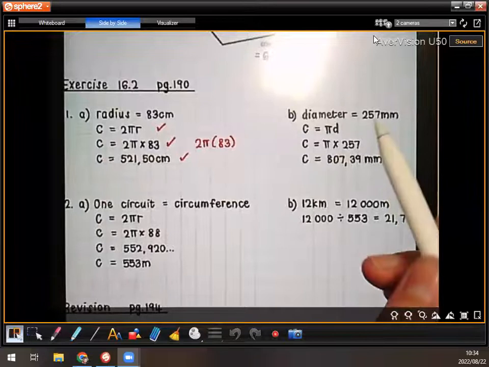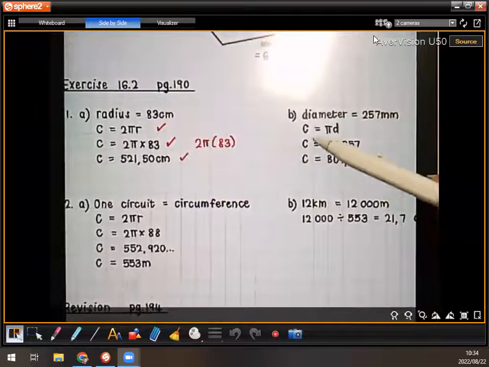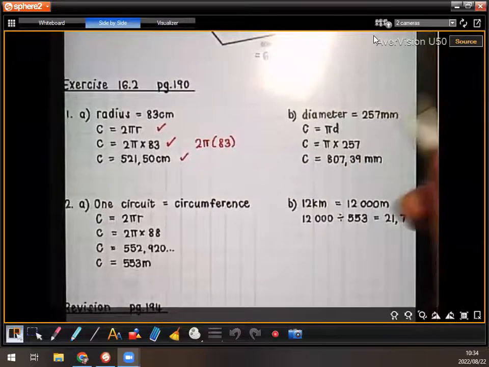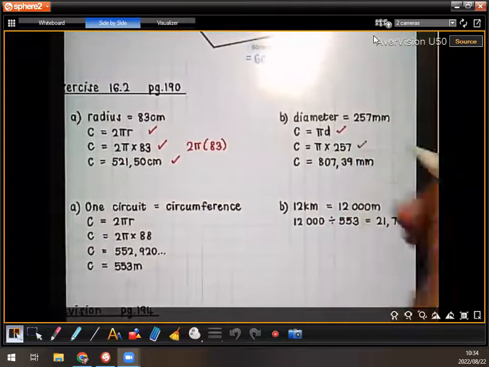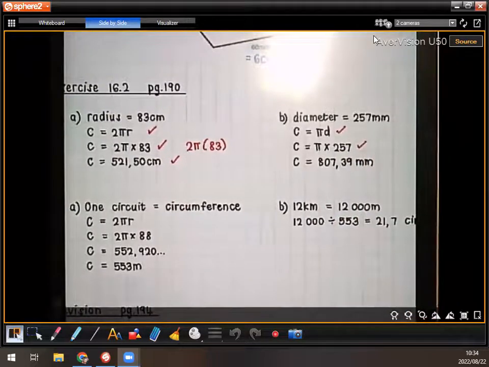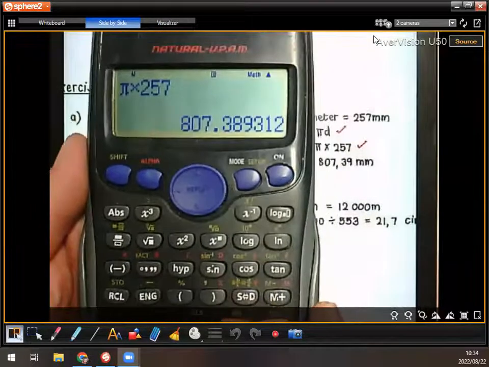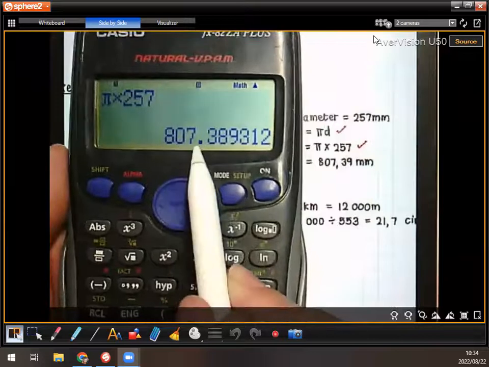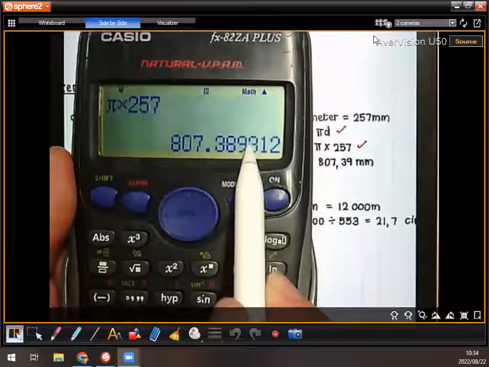Okay, in D they gave us a diameter, which is 257. So then you can use pi times diameter. Okay, 1 mark for this formula. Pi times 257. Pi times the diameter. And then if you do that, pi times 257, you again are just going to press S to D and you will get 807.39. Do you agree? Because the next number is a 9, we must round up.